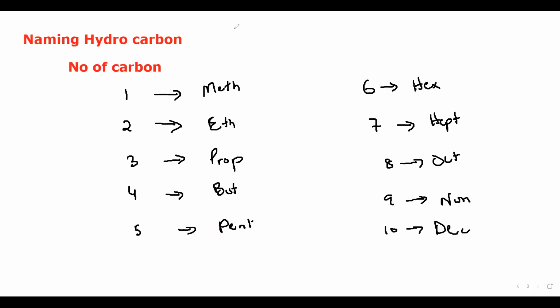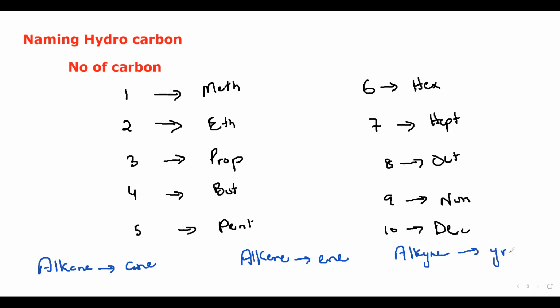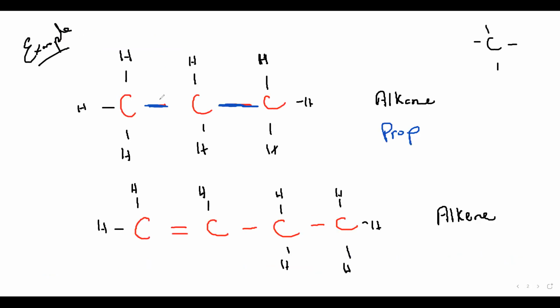If the hydrocarbon is an alkane, the name should end at ane. If the hydrocarbon is an alkene, the name should end at ene. And if the hydrocarbon is an alkyne, the name should end at yne. So because this hydrocarbon is an alkane with three carbon atoms, we say prop. And because it is an alkane, the name should end at ane due to single bond. So it becomes propane.